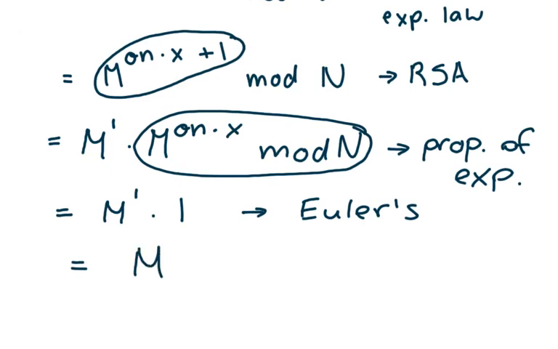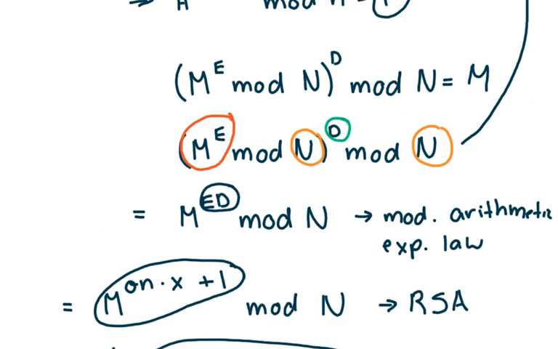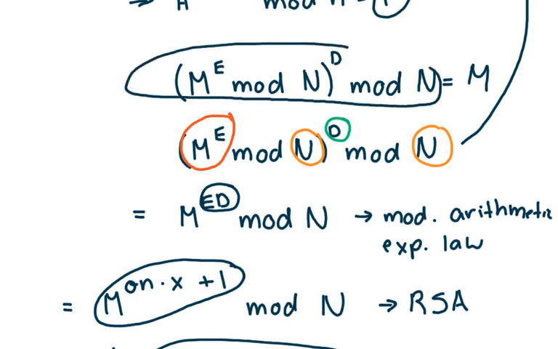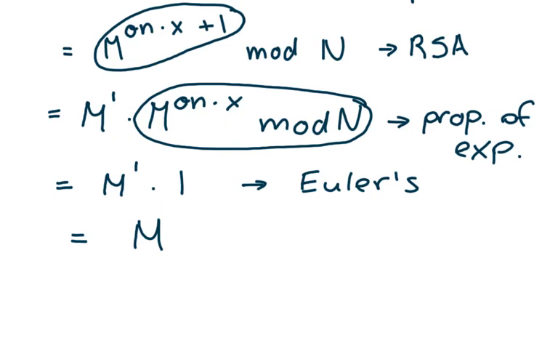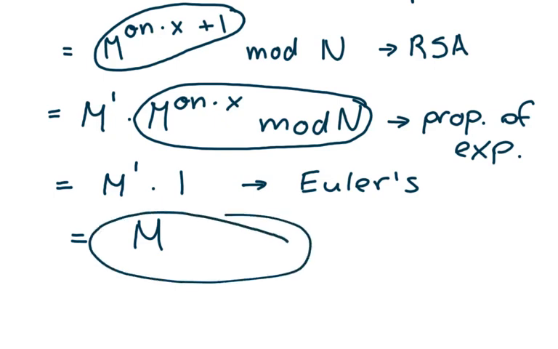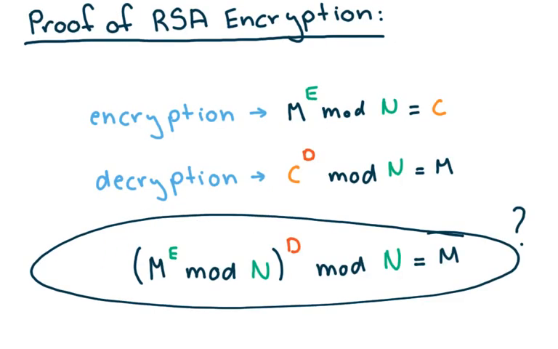So that's it. We have proved what we set out to prove. We have proved that m to the e power mod n, all raised to the d power mod n, equals m. So what we've done is prove that encryption and decryption works.